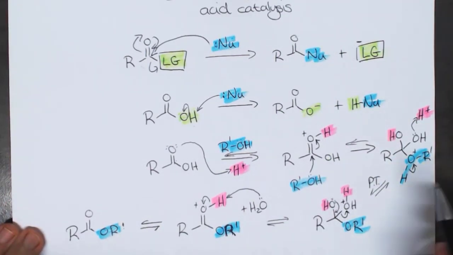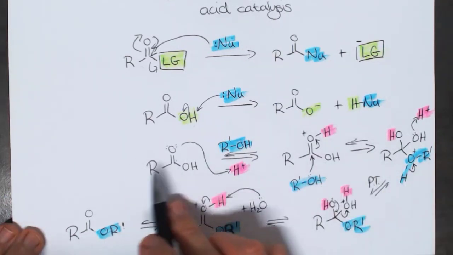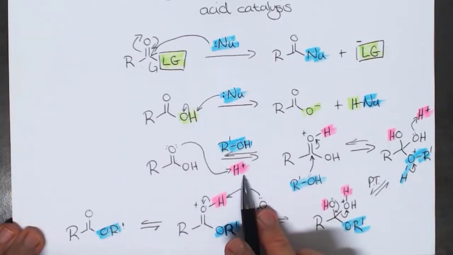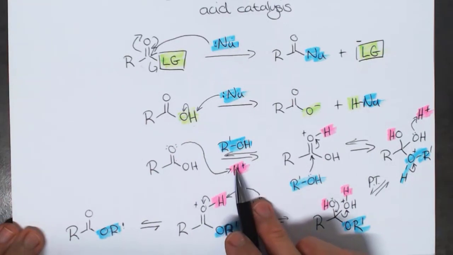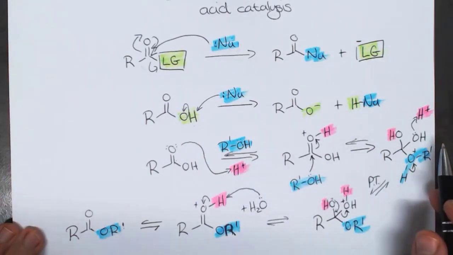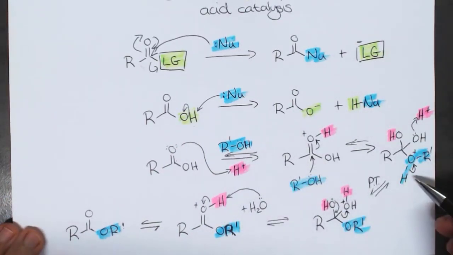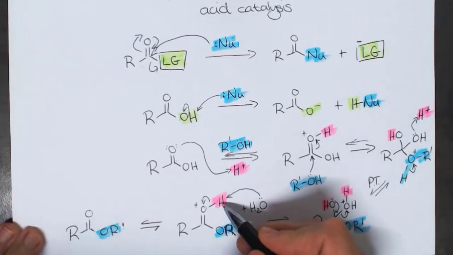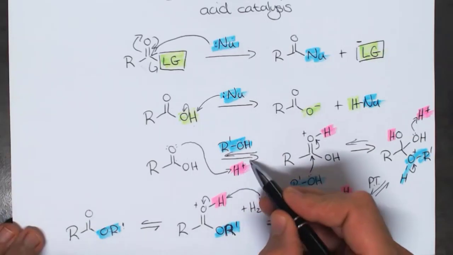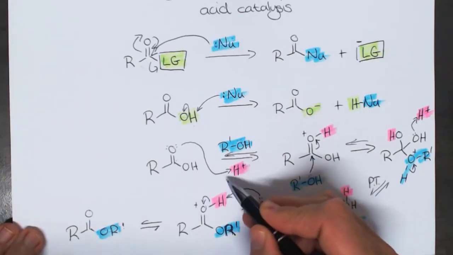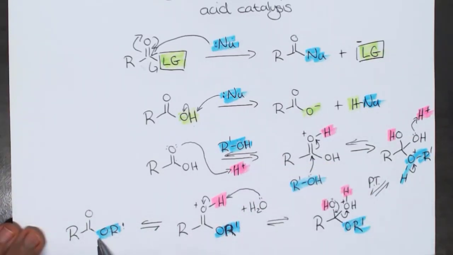Not going to work. So the Fischer esterification is a great way of making an ester under acid catalysis. Notice how we picked up the proton, and then we lost the proton. We lost this proton over here when we picked up, so that's just a proton transfer. There's no net gain, and at the end we lost the proton again. So we only need catalytic amounts of that, and we can form the ester.